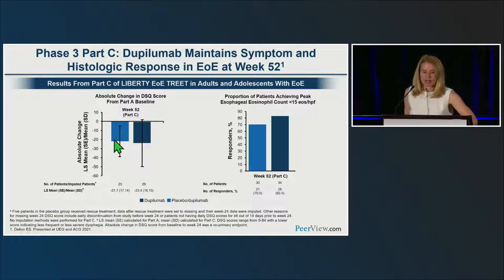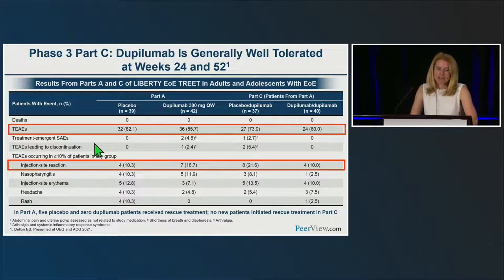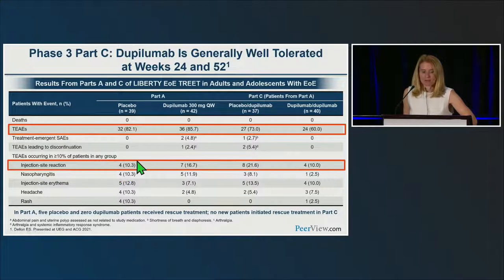And you can see that, again, the dysphagia symptom questionnaire showed still a nice decline in symptoms. And in both groups, up to 80% in this population who had been on Dupixent for a year continued to maintain an eosinophil count of less than 15. And again, the adverse events were rare, including injection site reaction, which is the most common, nasopharyngitis, some injection site erythema, headache, and rash.